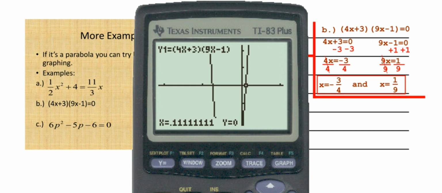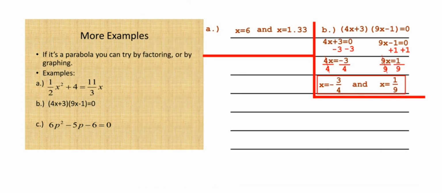In the previous case, since it wasn't equal to 0, we checked that it was the intersection point of two graphs. In this case, it's equal to 0, so we're checking the x-intercepts. So we just checked and it's correct. Let's go for the next one, C.